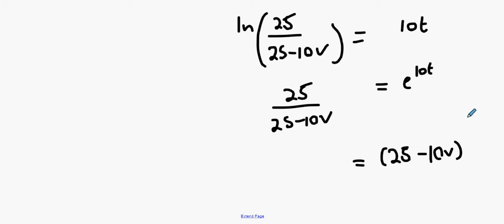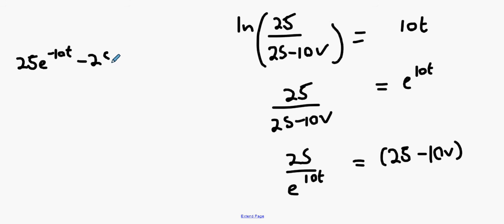Or I could just divide it back under, couldn't I? So 25 over e to the 10t. You could put that as a negative power, couldn't you, if you really wanted? Just to keep it all in one line, your choice. 25 e to the minus 10t minus 25 equals minus 10v. I'm inclined to divide both sides by minus 10, and what I should get is 25 over 10.